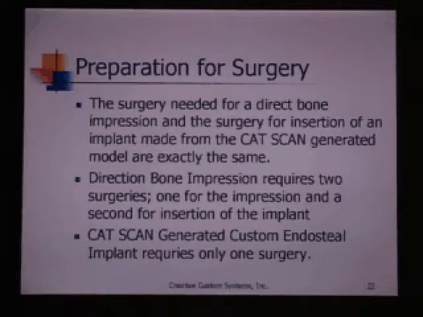Preparation for surgery. The surgery needed for a direct bone impression and the surgery for insertion of an implant made from a CAT scan generative model are exactly the same. Direct bone impression requires 2 surgeries, one for the impression and a second for insertion of the implant. A CAT scan generated custom endosteal implant requires only 1 surgery.